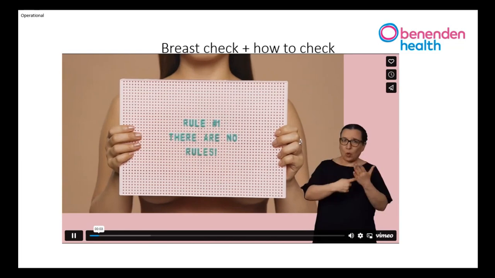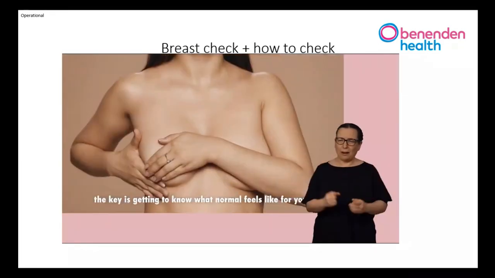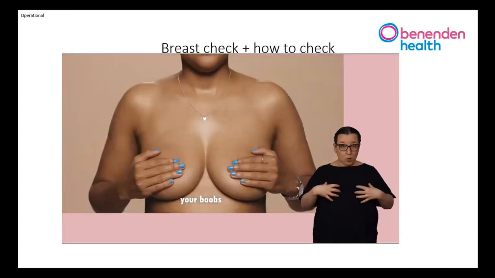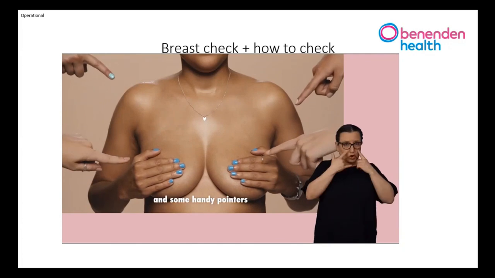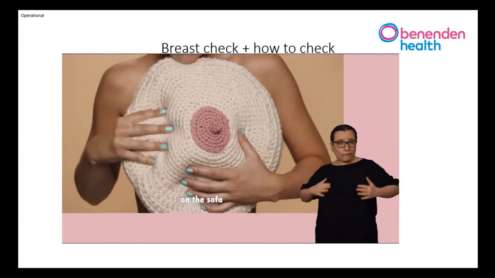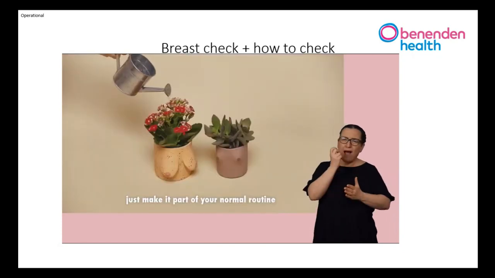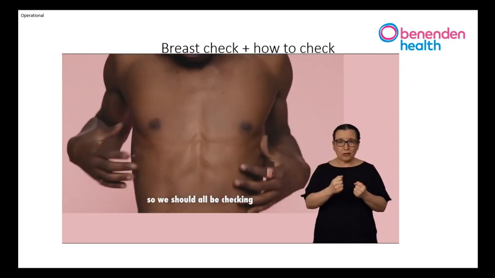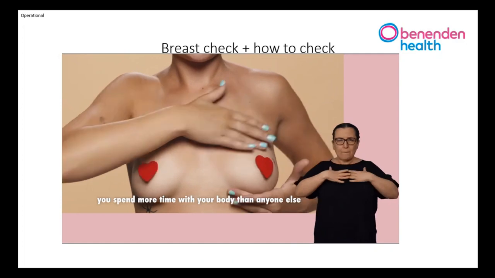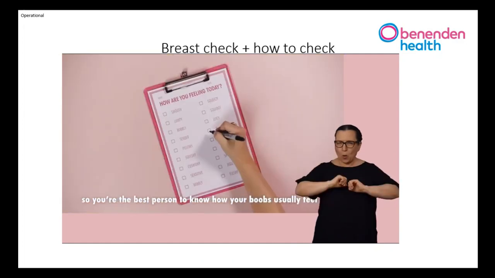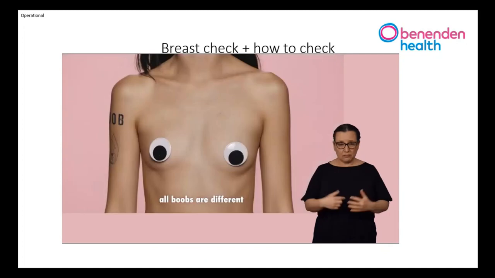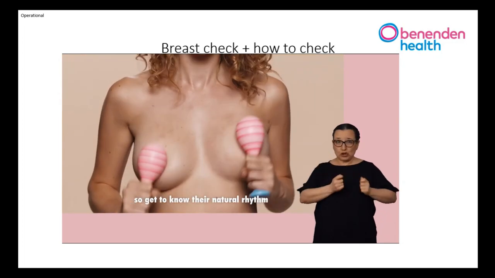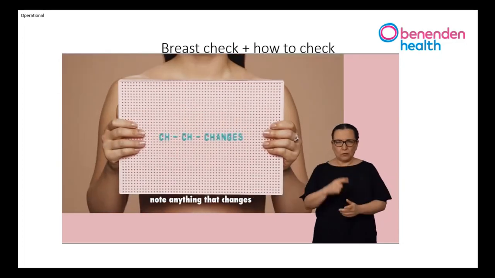There are no rules for boob checking. Just do whatever feels comfortable. The key is getting to know what normal feels like for you. All you need are your hands, your boobs, and some handy pointers. You can check anywhere, in the shower, on the sofa, even when you're getting dressed. Just make it part of your normal routine. Everybody has breast tissue, all genders, so we should all be checking. You spend more time with your body than anyone else, so you're the best person to know how your boobs usually feel. All boobs are different, and they'll naturally change throughout your life, even each month, so get to know their natural rhythm. Note anything that changes or seems unusual.